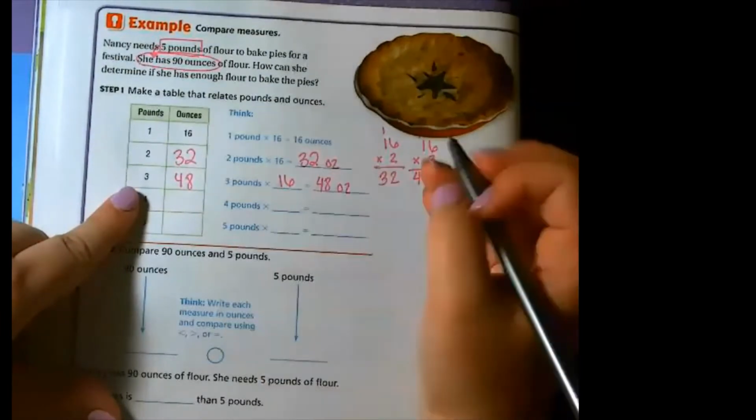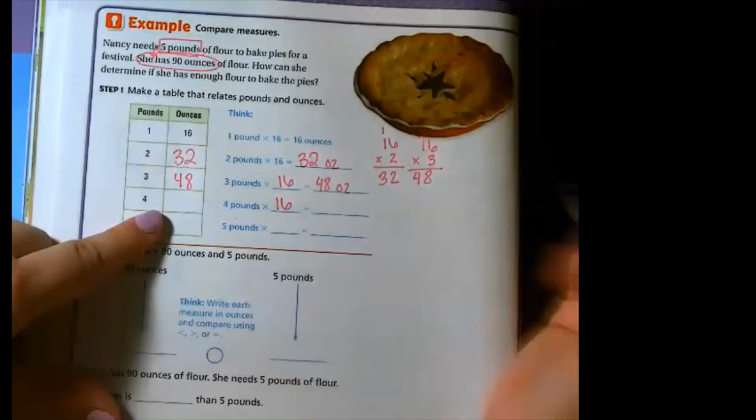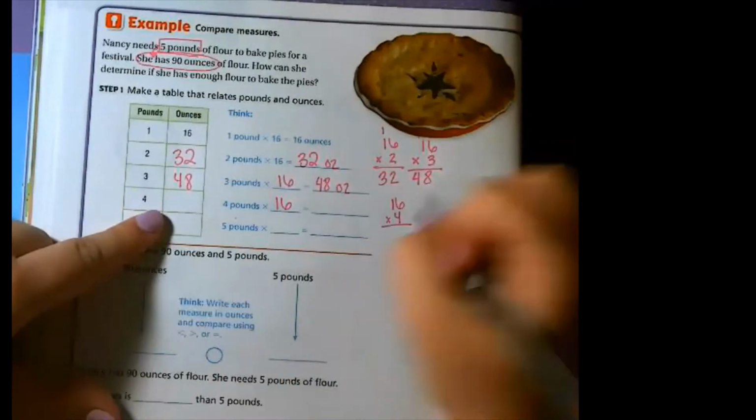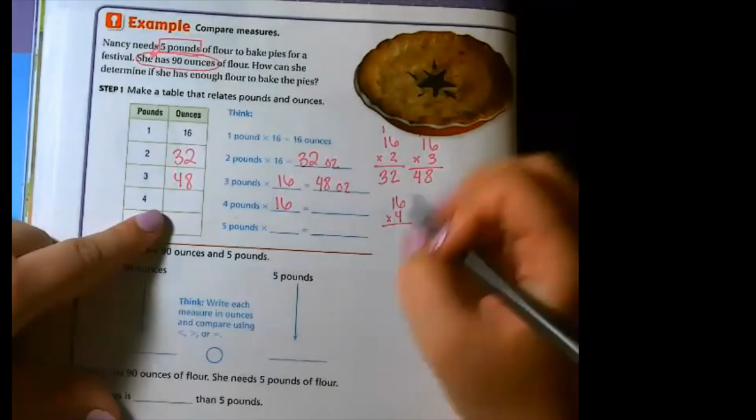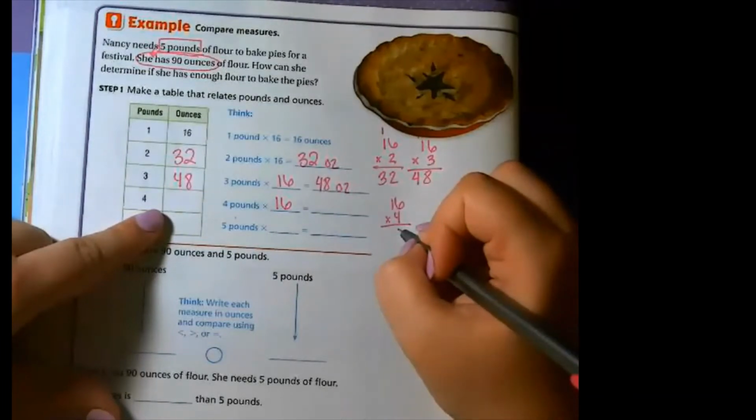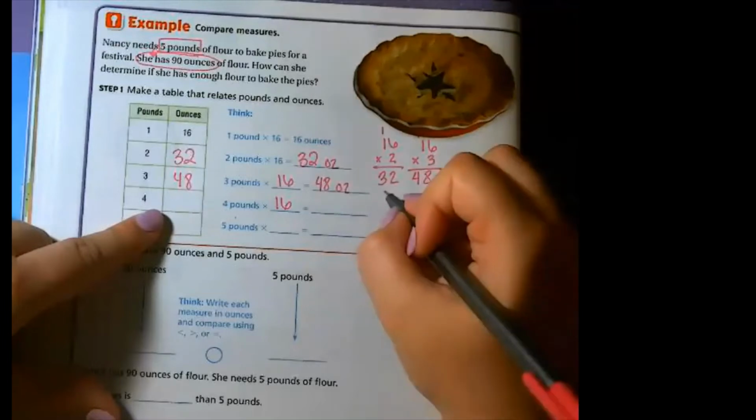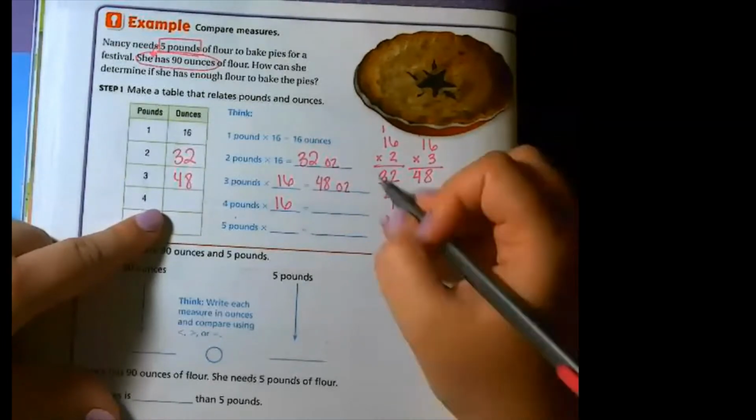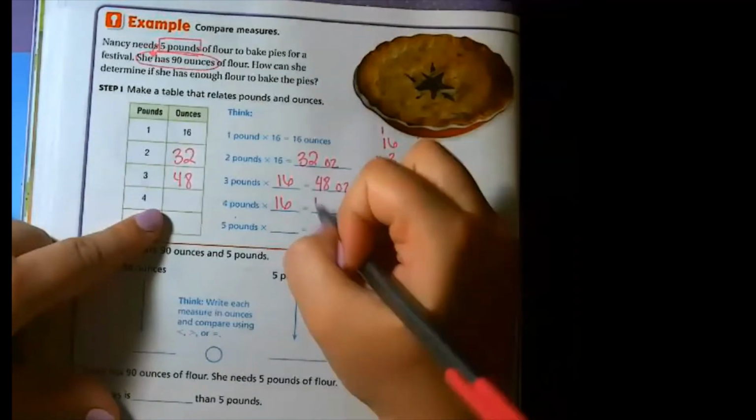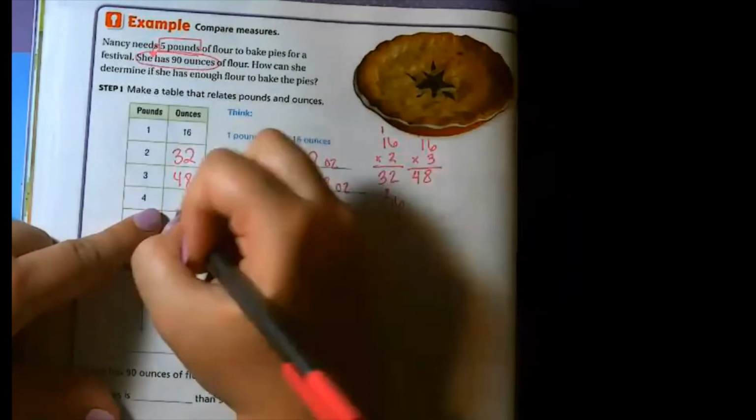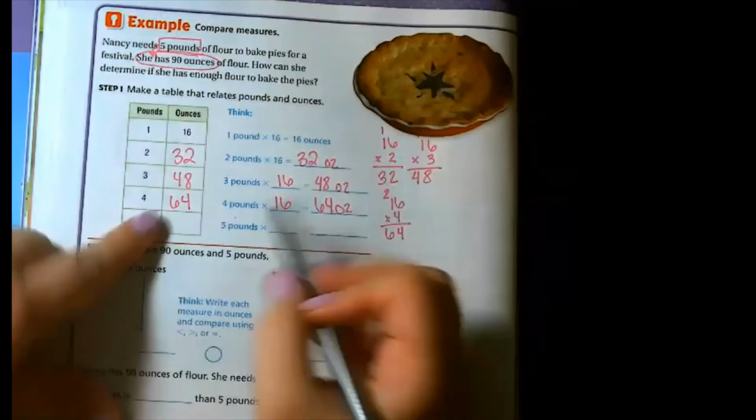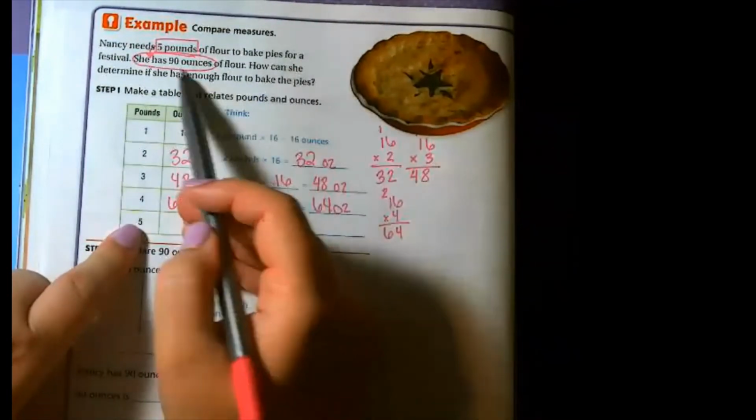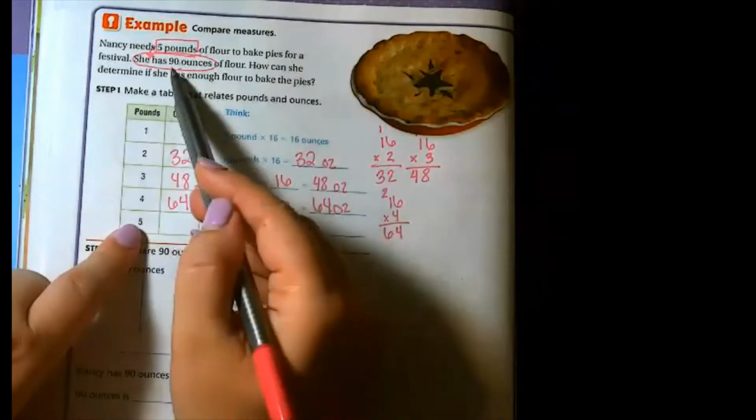So my next one is 4 pounds. I still have 16 ounces in a pound, so I would do 16 times 4. 4 times 6 is 24. 4 times 1 is 4, plus 2 more is 6. So this would be 64 ounces. We're getting close there. She needs to have 5 pounds to make her pies, and she already has 90.